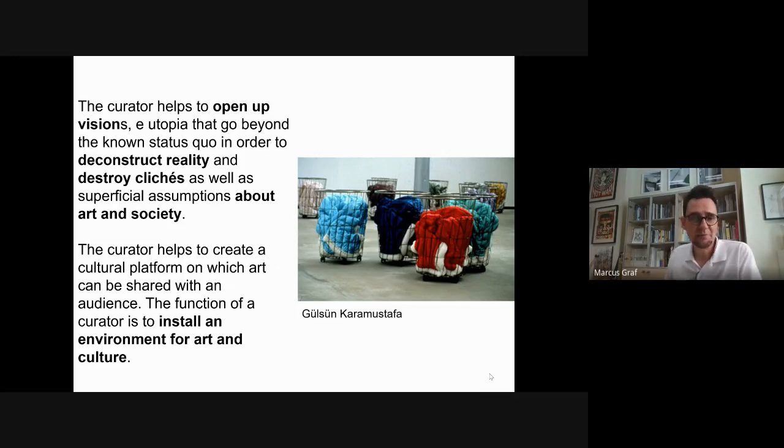The curator helps to create a cultural platform on which art can be shared with an audience. So what I think is the function of a curator as some kind of servant is to install an environment for art and culture. So we are not artists, but also we are not pure managers. I always see the exhibition space as a platform on which artists share their works with the people. And what we as curators are responsible for is creating a professional platform and then mediating the artwork to the people.